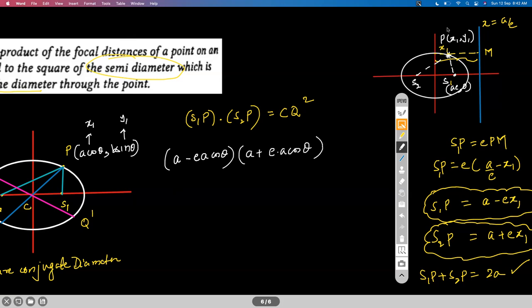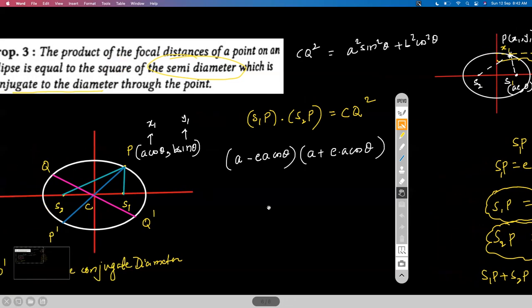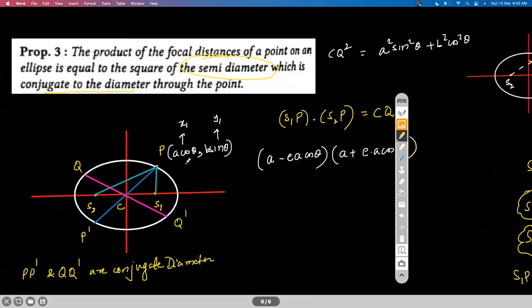Okay. Now, what do we have to prove? This is equal to CQ square. CQ square, I just now discussed with you. It is going to be A square sine square theta plus B square cos square theta. Why is that so? Because as we already discussed, the eccentric angles of P and Q differ by pi by 2. So this is minus A sine theta comma B cos theta. Correct. So CQ square will be square of this. Okay. So which is what I have written over here.